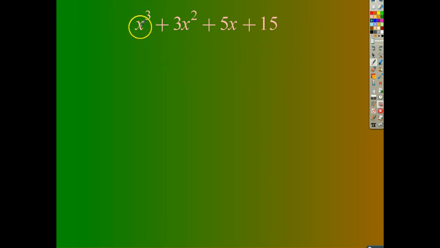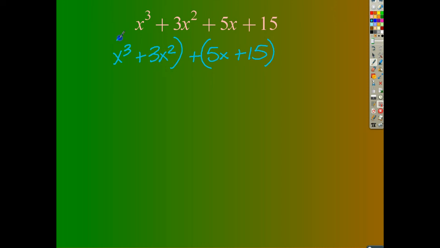So if I do x cubed and 3x squared, these have a common factor of x squared, and then 5x and 15 both have a common factor of 5. So we can group it that way. We could say x cubed plus 3x squared, plus 5x plus 15, and do it this way.